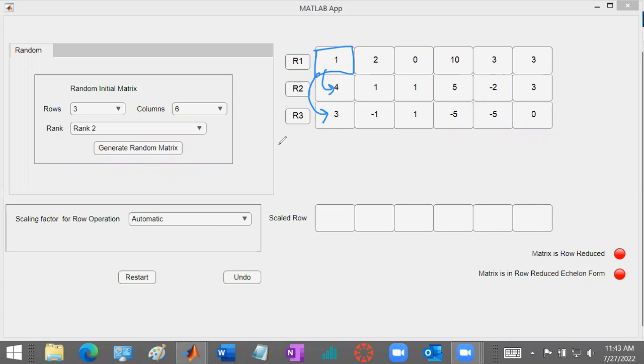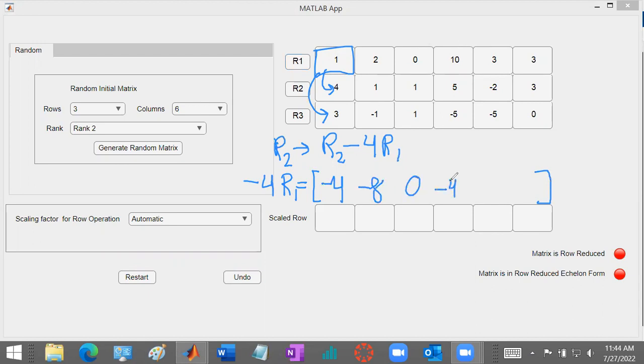For row 2, we take row 2 and replace it with row 2 minus 4 times row 1. We're going to take negative 4 here and add it to this, so it gives you 0. So let's calculate negative 4 R1. That would be negative 4 times this full row here. So negative 4, negative 8, 0, negative 40, negative 12, negative 12.